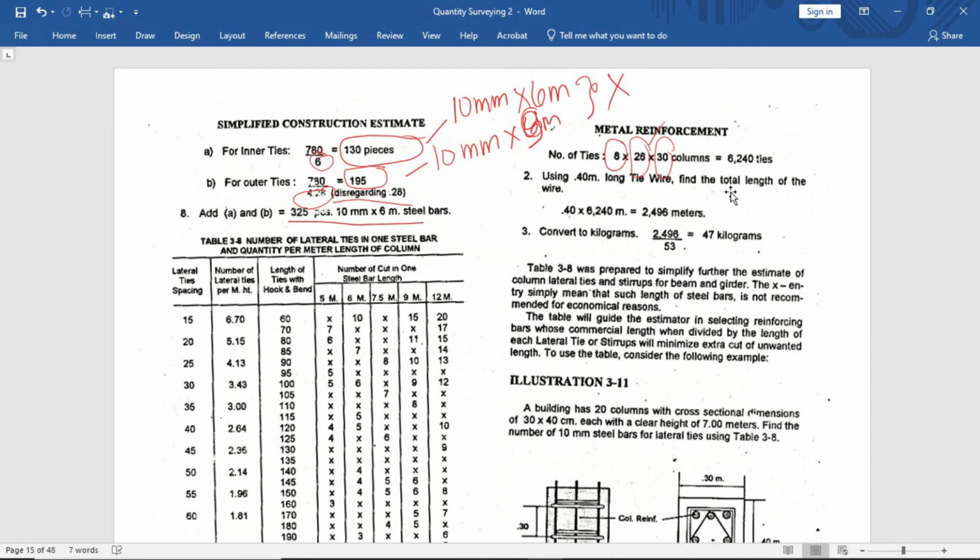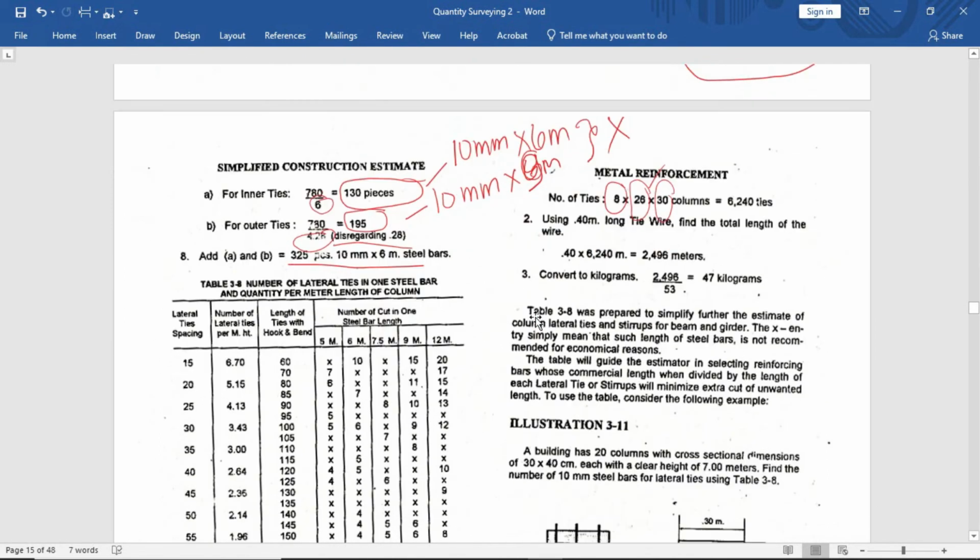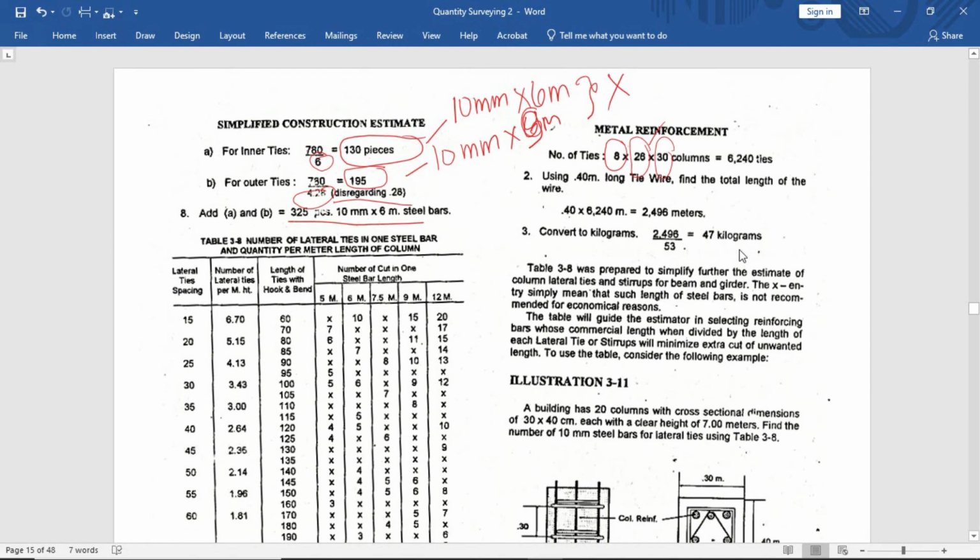Ulit, may inner at outer. Pero tingnan natin yung figure. Ito, pwede mo na itong i-combine yung pag-tie nila. Ito combined rin, ito combined rin. So, 8 pa rin kahit double ties. So, number of ties natin is 8 by 26 by 30 columns. So, total is 6,240 ties.